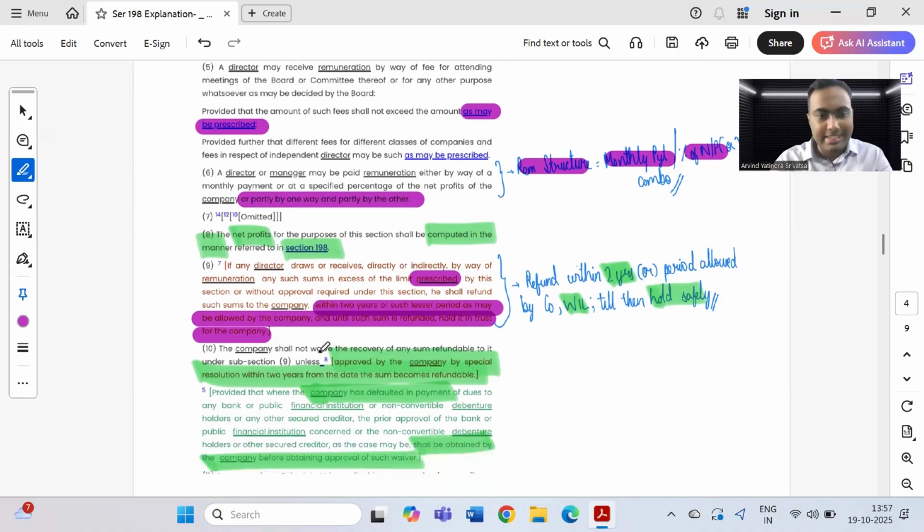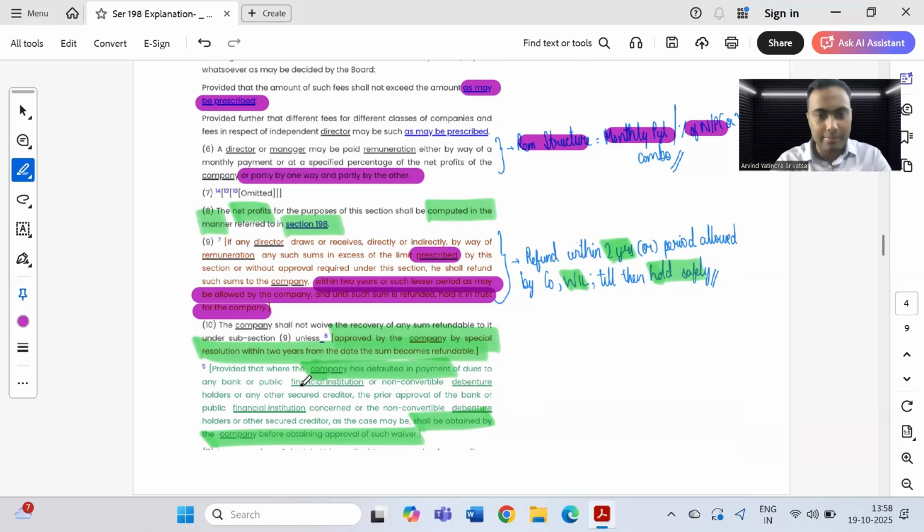The company shall not waive the recovery of any sum refundable to it under subsection 9 unless approved by the company by special resolution within 2 years from the date the sum becomes refundable. The company cannot say, boss, you don't need to pay me the 2. I am a generous company. You don't need to pay me the 2. No, the company cannot say it. The company has to have a special resolution approved by the members within 2 years from the date the sum becomes refundable. Let's say the sum is refundable 1 year down the line. So from that 1 year, you have to see 2 years. Within that 2 years, if the company is able to pass a special resolution, they can waive the amount from the director. I hope that is clear.